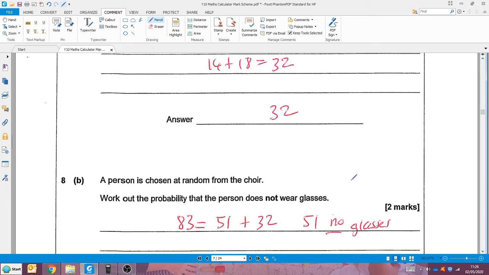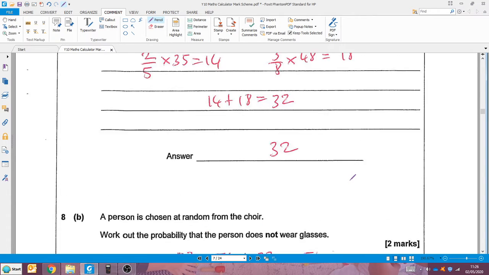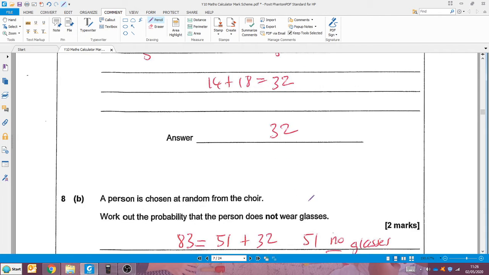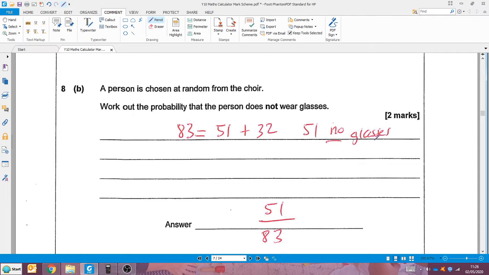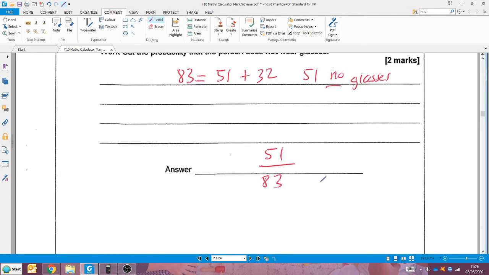Finally, a bit of probability. What's the chance or probability that the person does not wear glasses? Well, if 32 wear glasses, the other 51 don't wear glasses, because that's the leftovers from the 83 people. What's the chance of getting someone who does not wear glasses? 51 out of 83.